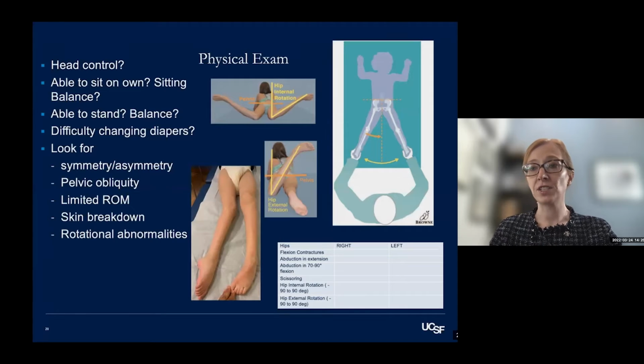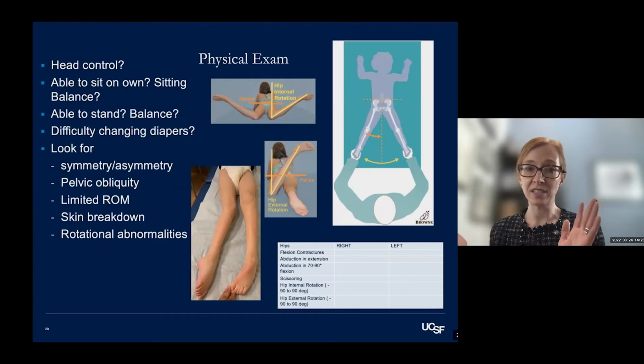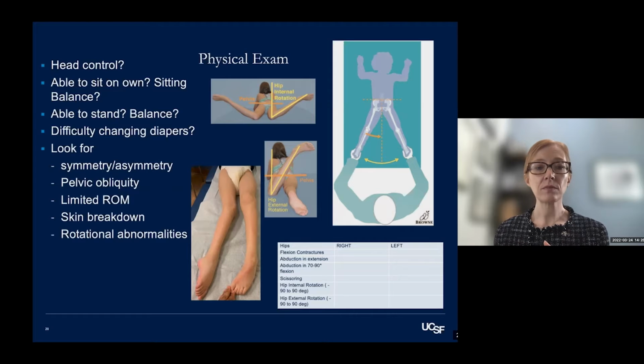So part of it is the physical exam, and that's very important. We want to look for their head control. We want to look for their ability to sit on their own and their sitting balance. Can they stand? Can they balance? Is the family having difficulty changing diapers? We really look for symmetry or asymmetry. Is one hip able to abduct and the other side not? Is there pelvic obliquity when they're sitting down? Do they have limited range of motion? Are they developing skin breakdown from any of these issues? And do they have rotational abnormalities?